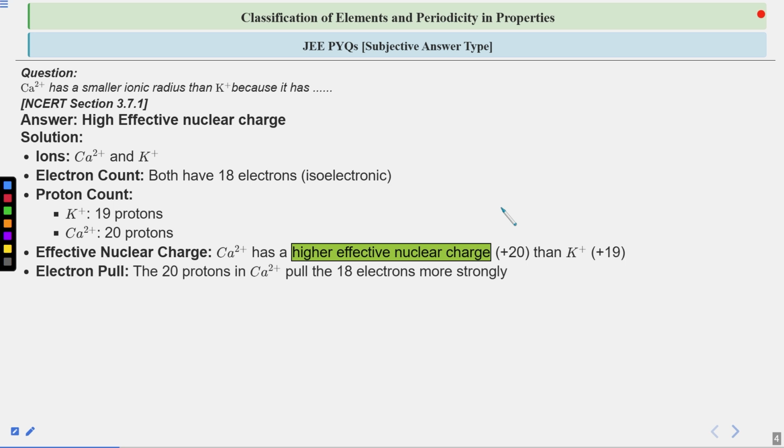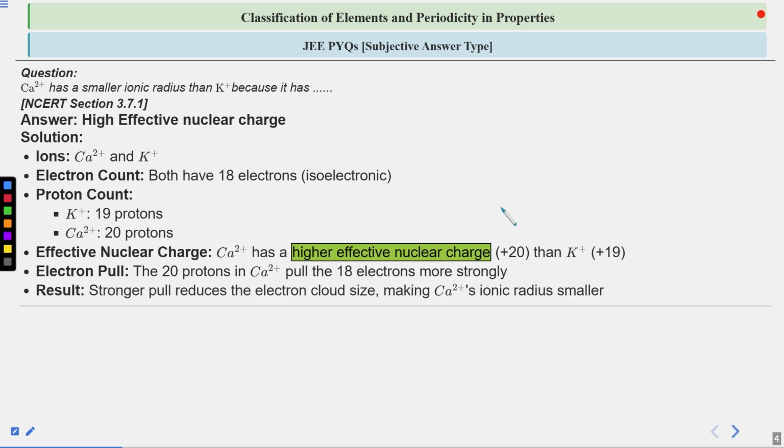And what it does is strongly pull the electrons of calcium 2 plus inward more strongly as compared to potassium plus due to the larger number of protons. And that results in the calcium 2 plus ionic radius contracting. You can see here it is written that a stronger pull reduces the electron cloud size. I hope this is clear to you, that why we are saying that you should write high effective nuclear charge as the answer for this.